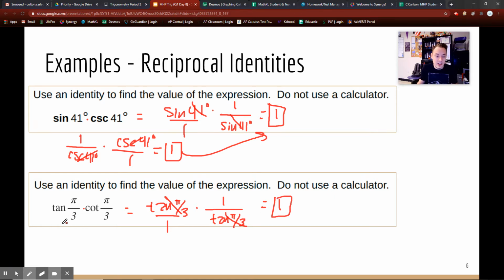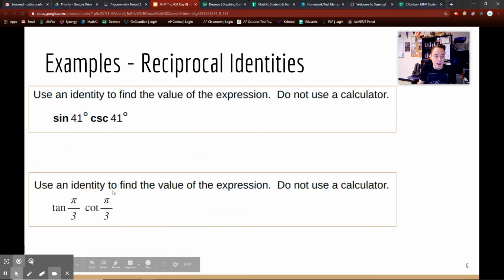Can I make that into cotangent and then leave that as cotangent? Could I make the tangent into cotangent, 1 all over cotangent of pi over 3, and make this into cotangent? Yes, I could, just like I did here, but I'm not going to for the sake of time. So all you need to know is you can use these reciprocal identities, and of course, on the MyMathLab homework, you'll see something like this.